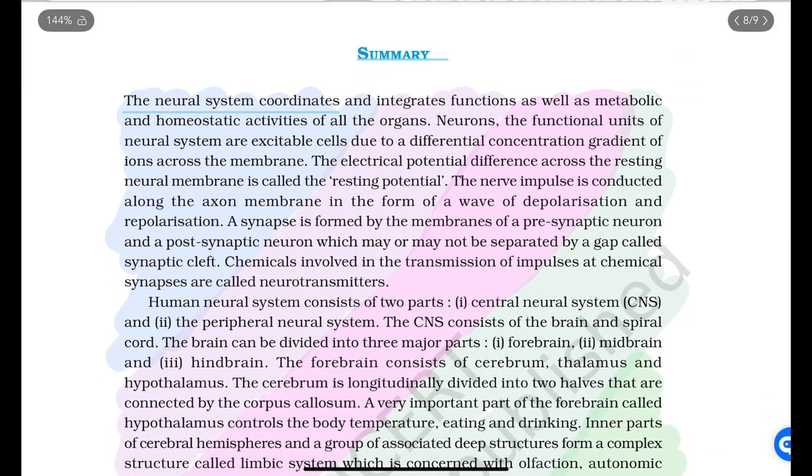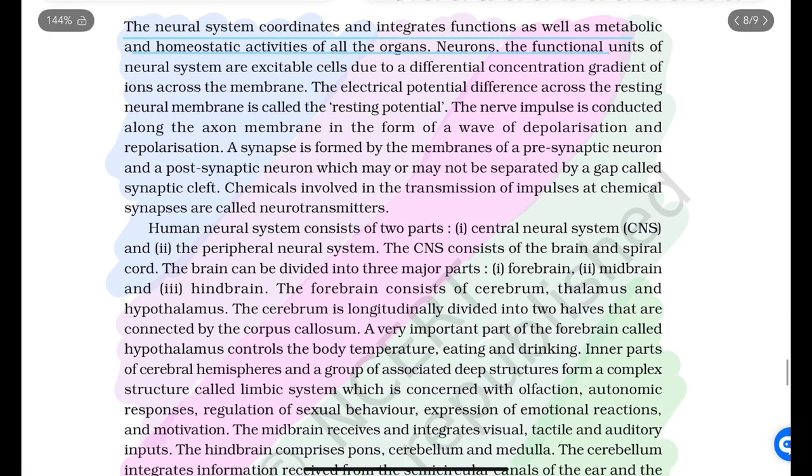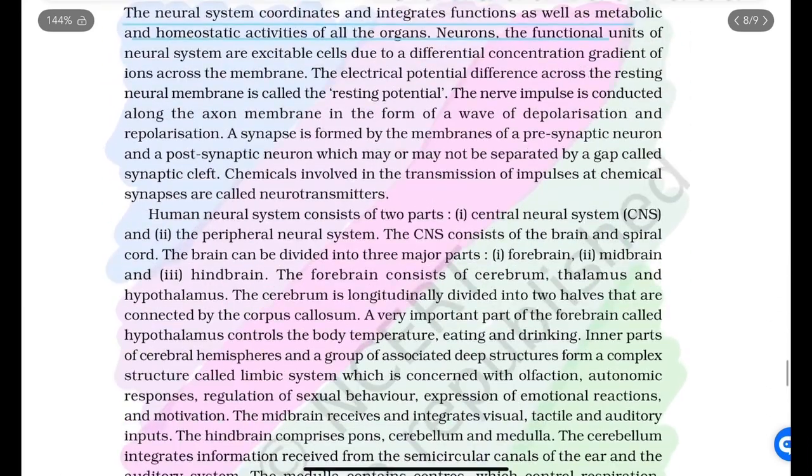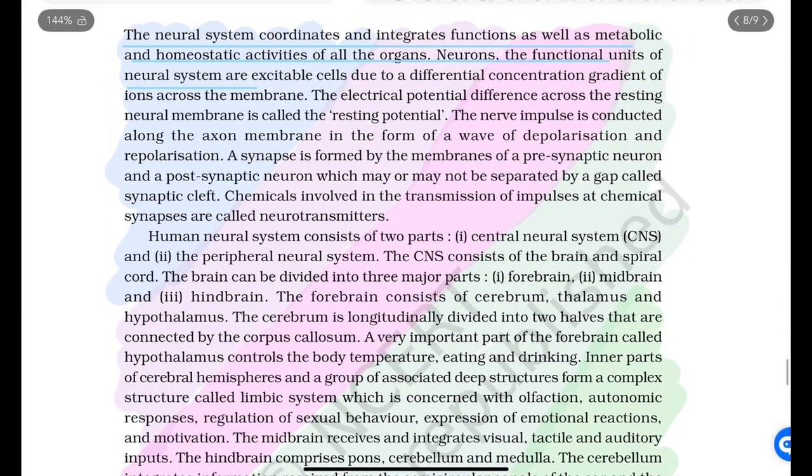Summary: the neural system coordinates and integrates functions as well as metabolic and homeostatic activities of all organs. Neurons, the functional units of the neural system, are excitable cells due to a different concentration gradient of ions across the membrane. The electrical potential difference across the resting neural membrane is called the resting potential. The nerve impulse is conducted along the axon membrane in the form of a wave of depolarization and repolarization.